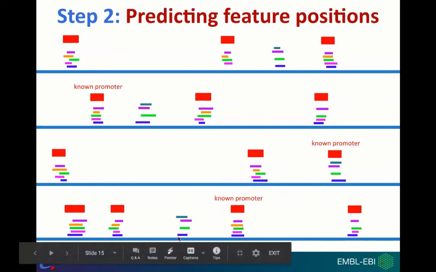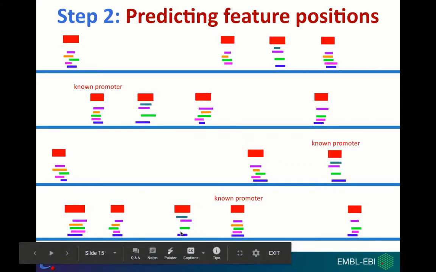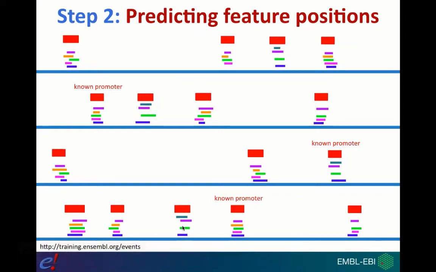So we look for different evidence signatures, and if there's experimental evidence indicating that those regions are regulatory features, then we also annotate those across the genome.